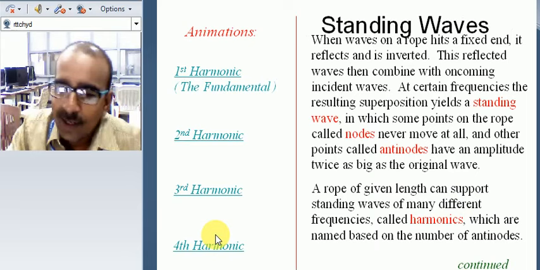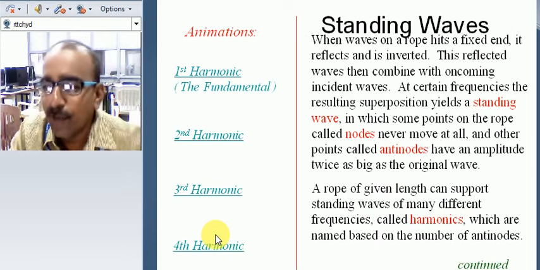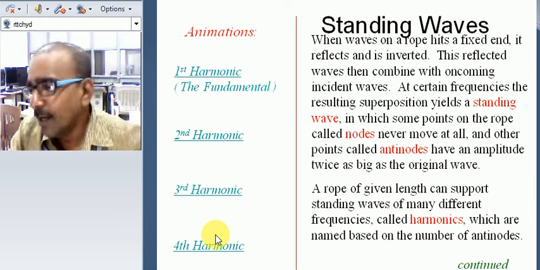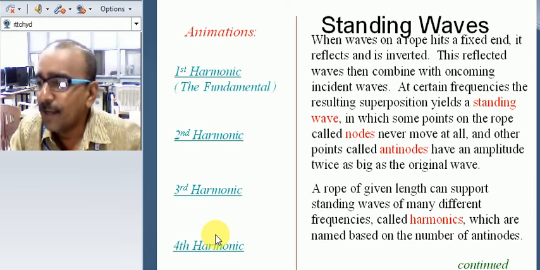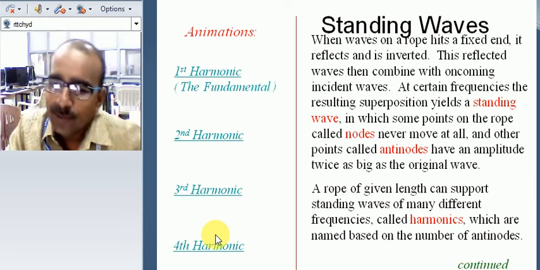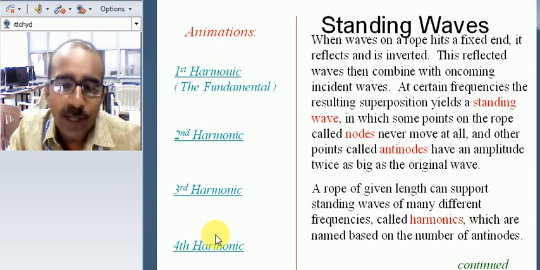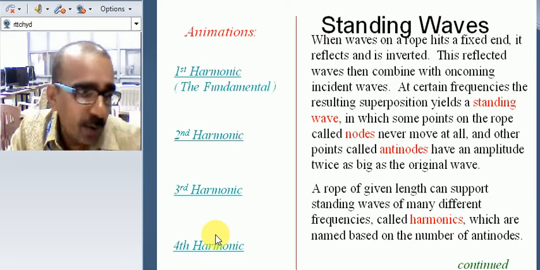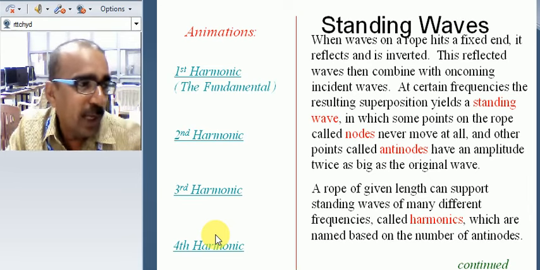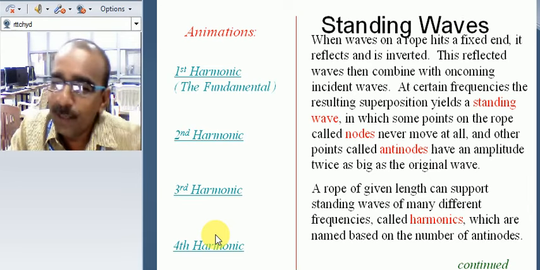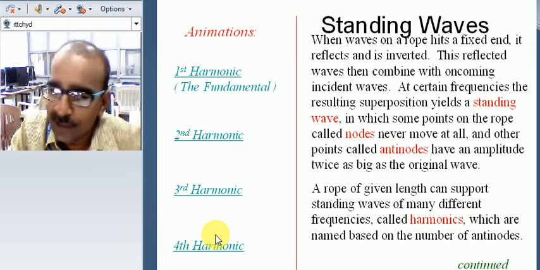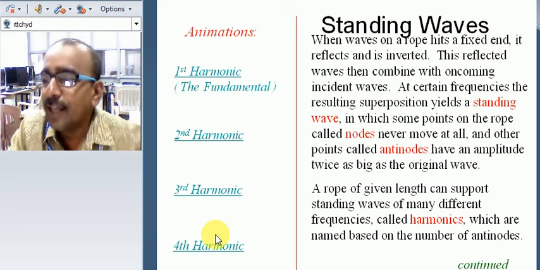Generally we deal with standing waves through different harmonics: first harmonic, second harmonic, third harmonic and other types of harmonics. That can be best understood by holding a rope at two ends, pulling it and releasing it a little bit. In that way we can understand the standing waves and different harmonics. Next term is the resonance.